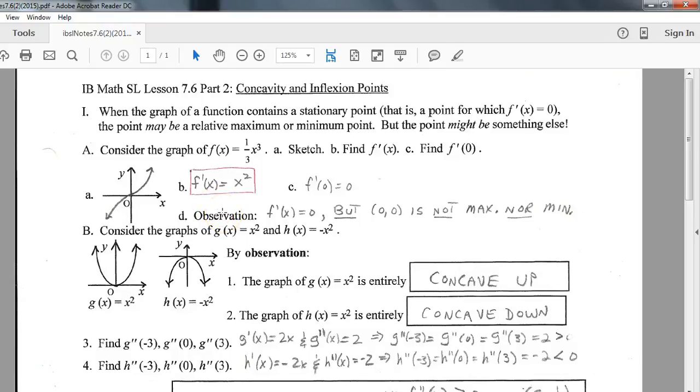All right, so for the second part of section 7.6, now we're going to introduce you to points of inflection as well as a second derivative test.